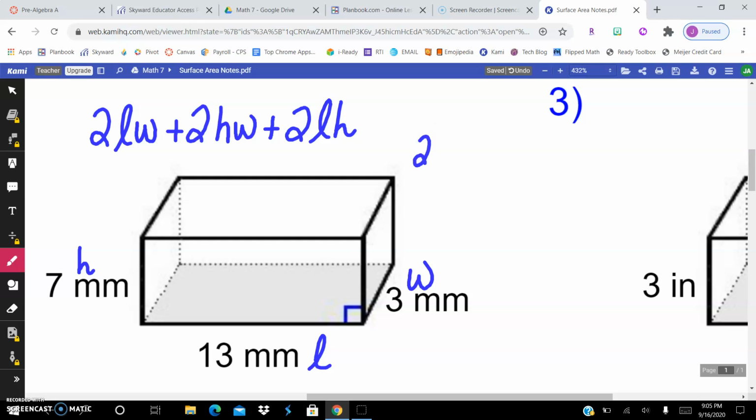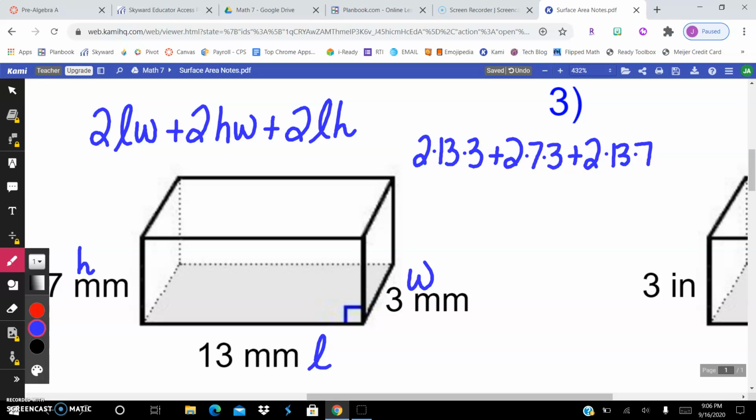So try to fit that over here. We'll have 2 times 13 times 3 plus 2 times 7 times 3 plus 2 times 13 times 7. Now, I highly suggest breaking this problem up at the addition signs and finding the 3 different numbers and then adding those together.